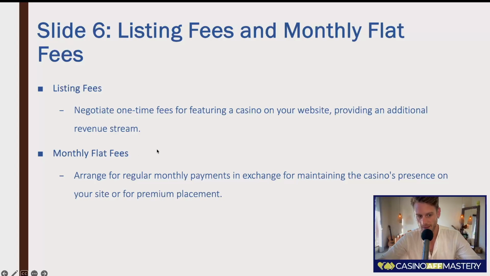A monthly flat fee is something that a casino can pay for a fixed position on your website. Usually, let's say they want to buy position 1 on a website monthly. That can also be between 500 and 10,000 euro a month, depending on how big your website is.